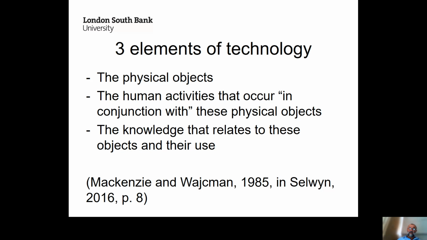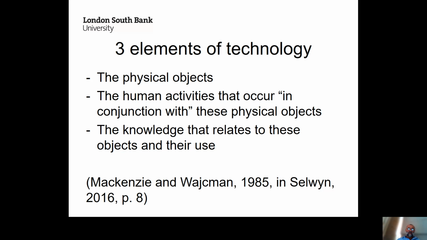And they're, again, reported in Selwyn, but the ideas of Mackenzie and Wajcman: three elements of technology. We've got the physical object. So let's think about your mobile phone. I'm sure that you all have a mobile phone. So the object, that's one element of technology.